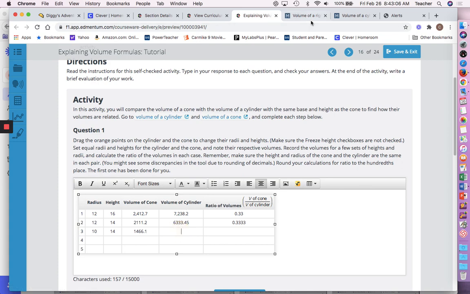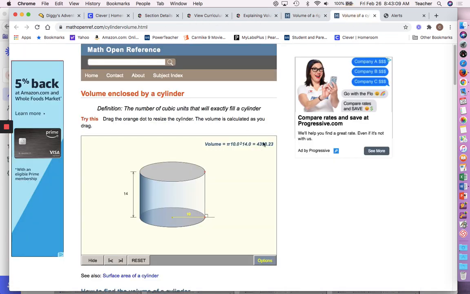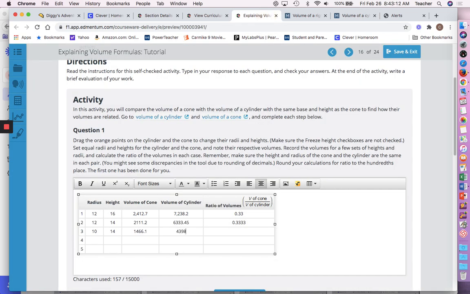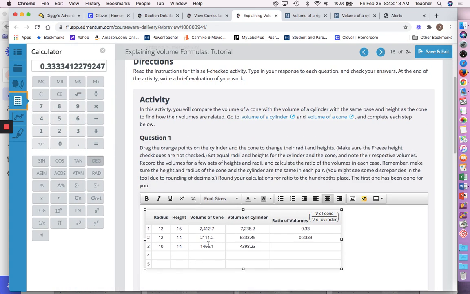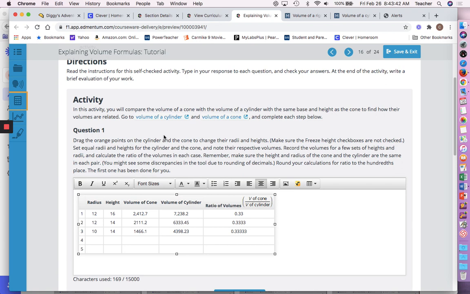The volume of the cylinder, 4398.23. And when I divide them, cone by cylinder, I'm going to get 1/3. 1466.1 divided by 4398.23. And yep, there it is, 0.33333. So basically what you need to learn from this is it takes 3 cones to make a cylinder. And for you visual people, watch that video and you'll see how that works.